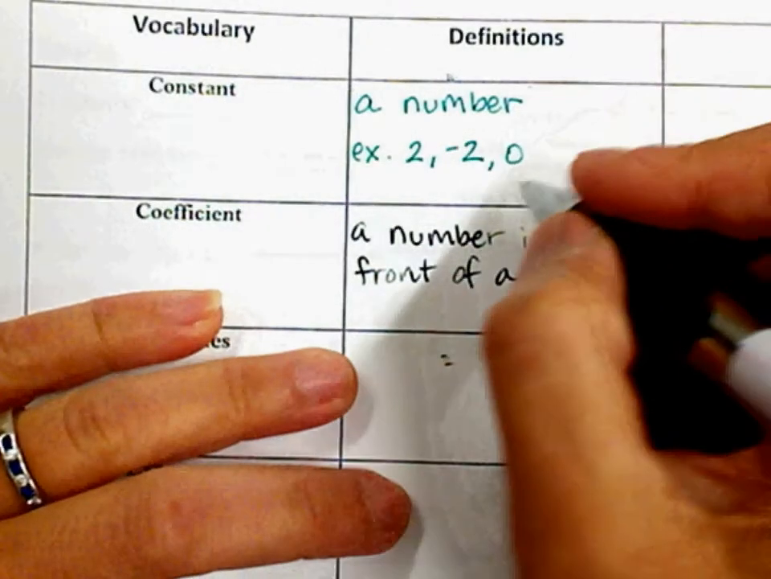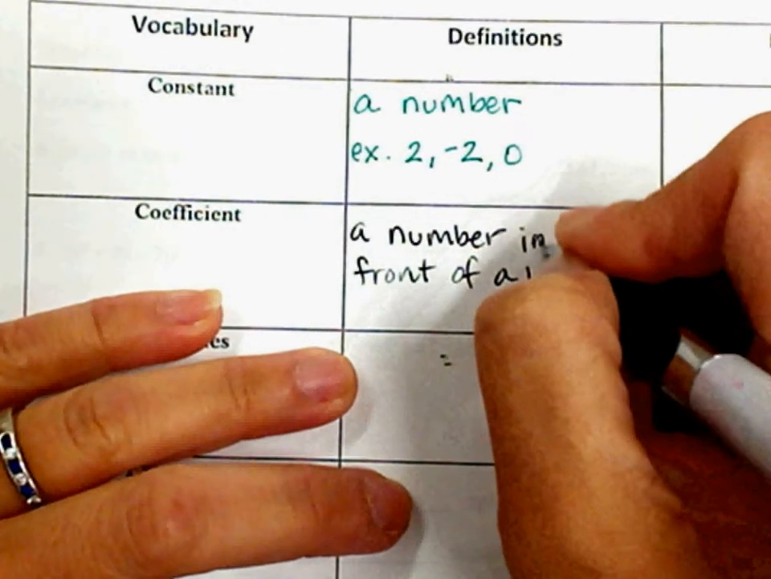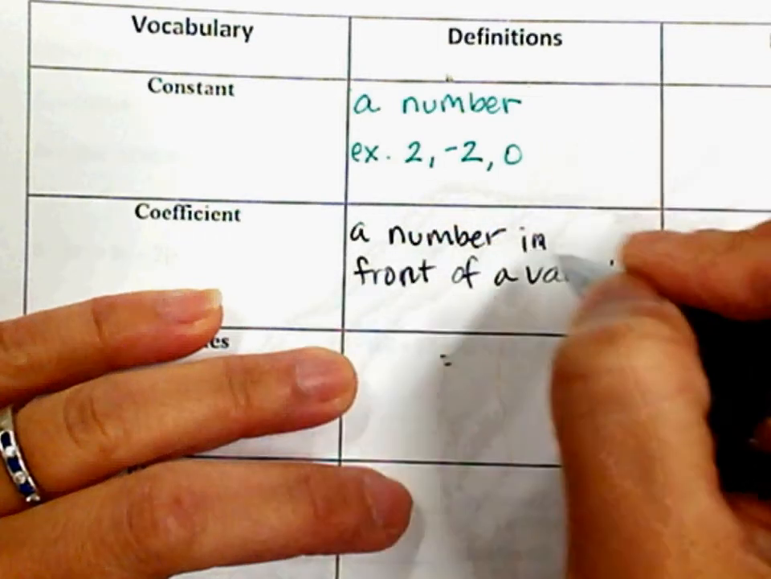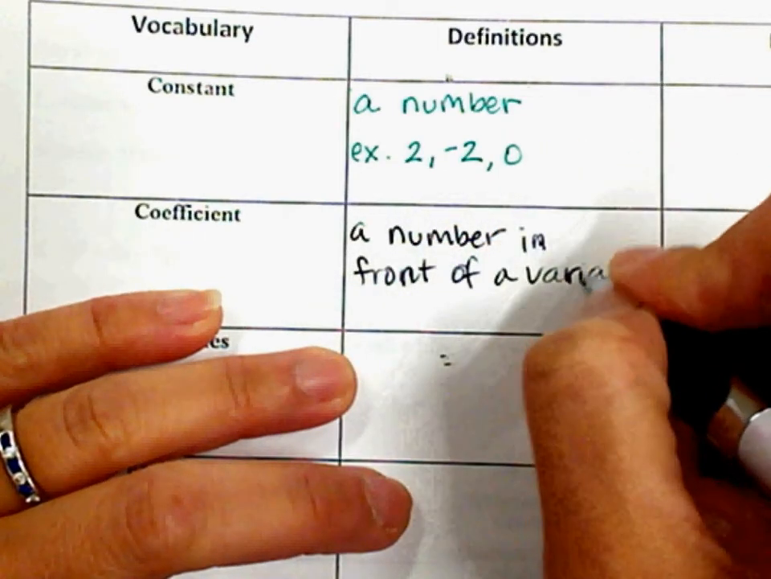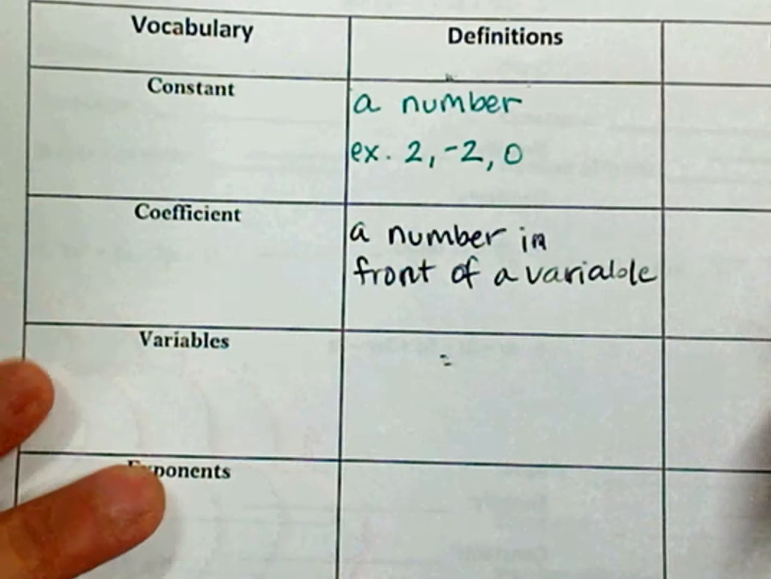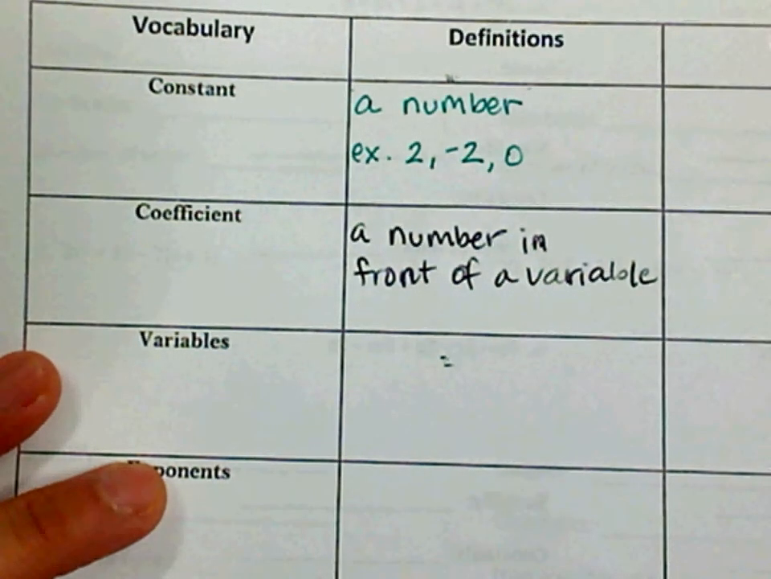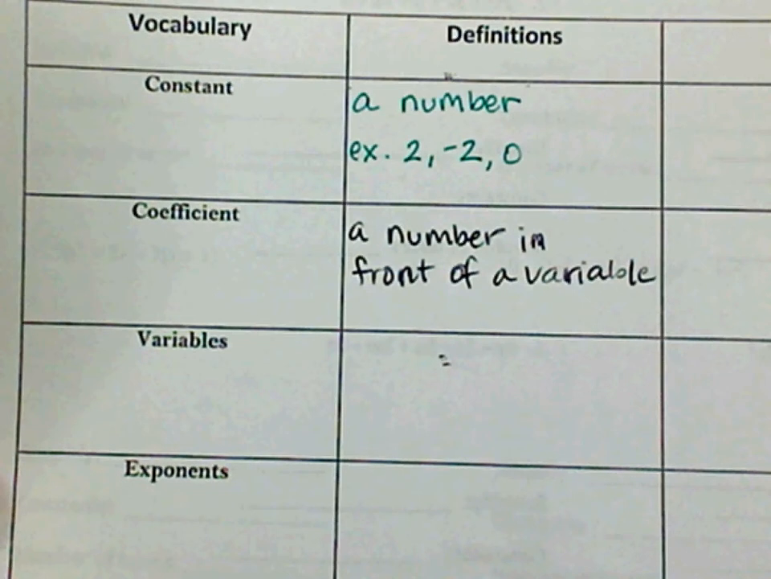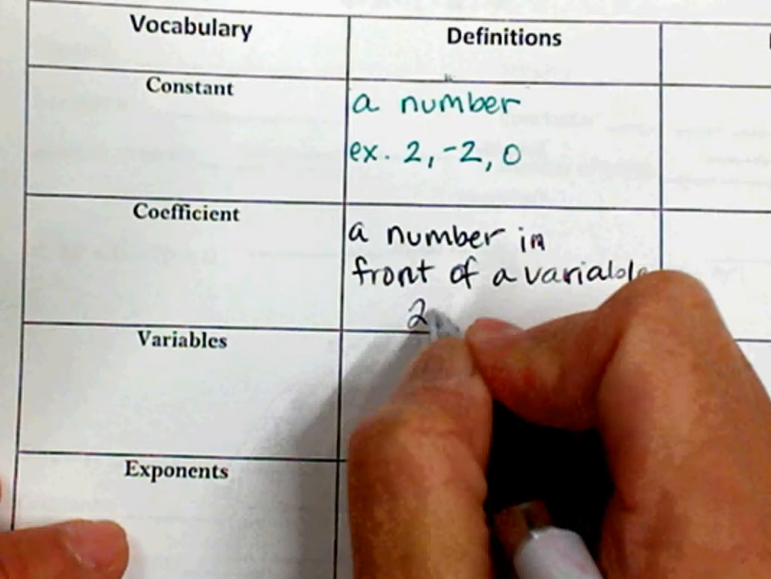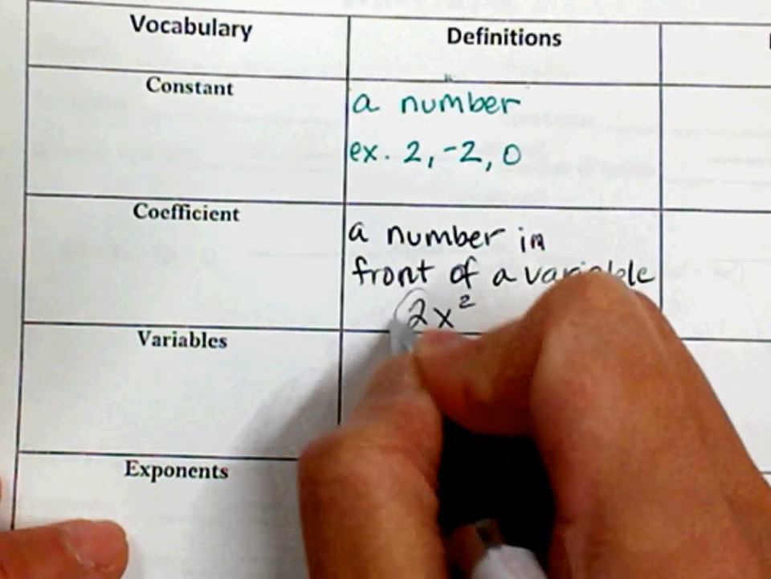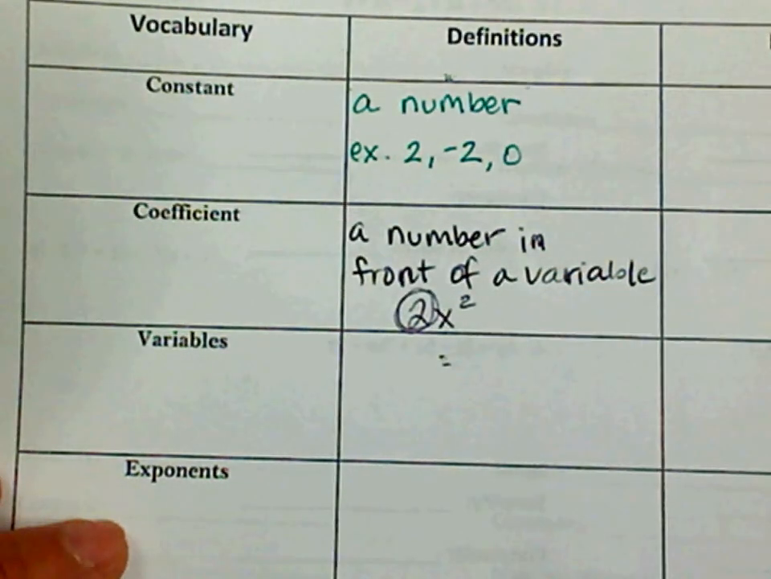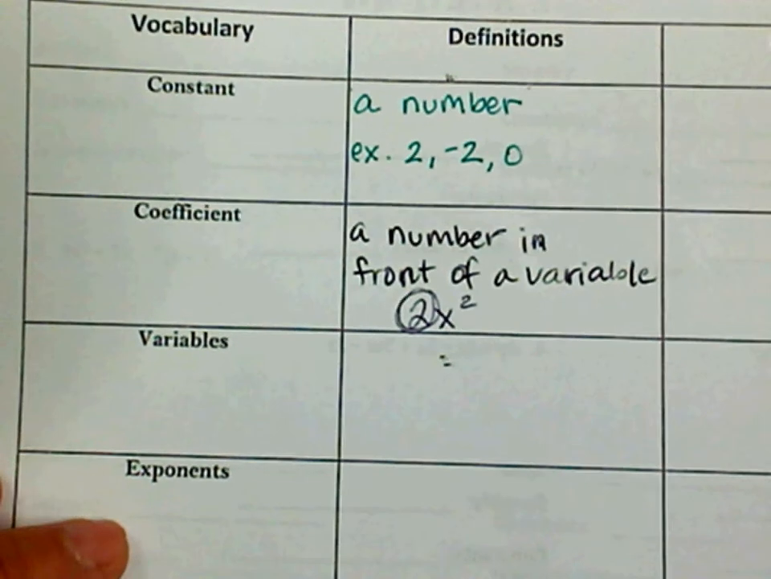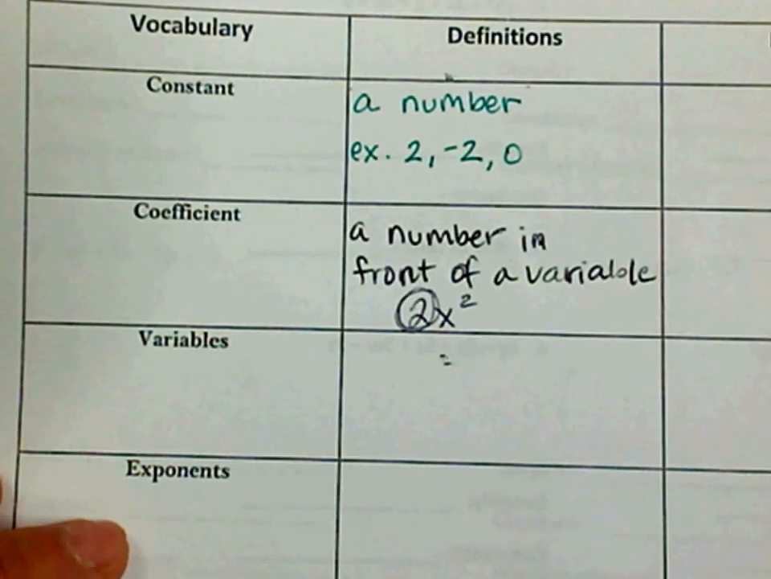It is a number in front of a variable. Okay? So it is a number in front of a variable. So for example, if you have 2x squared, that number is a coefficient. Okay.